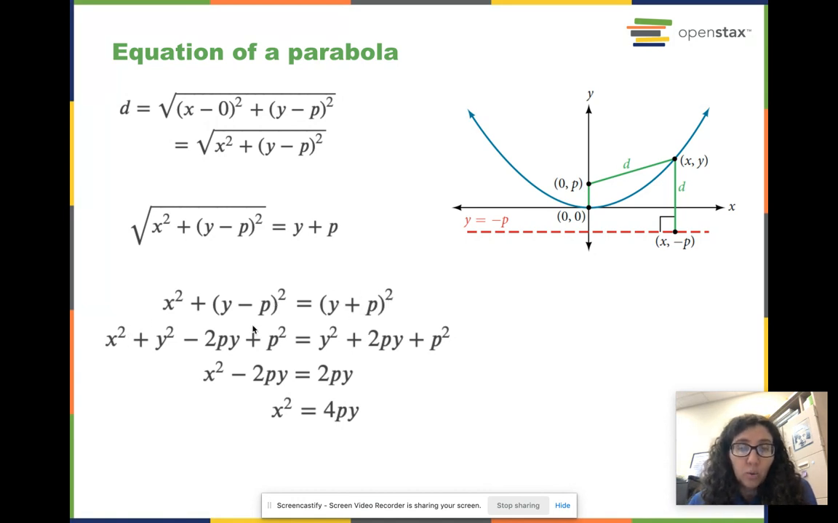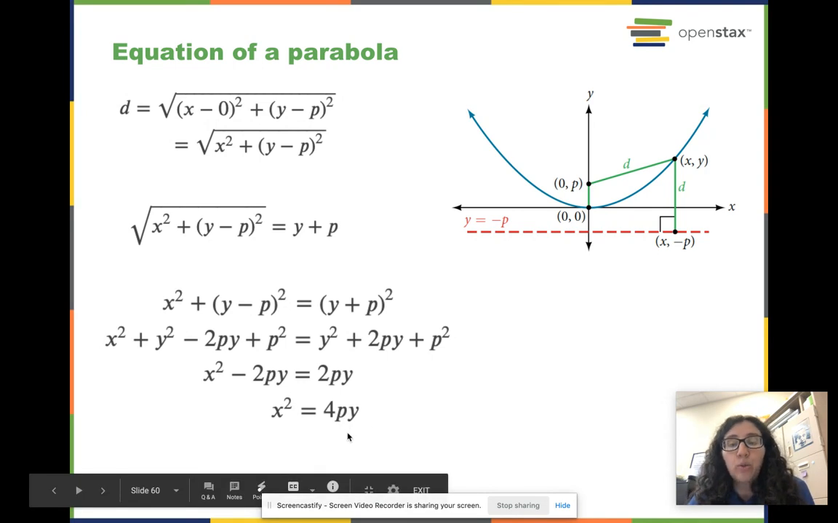All right, so x squared, now we multiply this out, we get y squared minus 2py plus p squared equals y squared plus 2py plus p squared. Okay, so what can we subtract? We can subtract a y squared from both sides, and a p squared from both sides, and we're left with x squared minus 2py equals 2py, right? We subtract the y squared plus p squared. We got those on both sides. This is what we're left with. And now let's add this to the other side. We get x squared equals 4py.